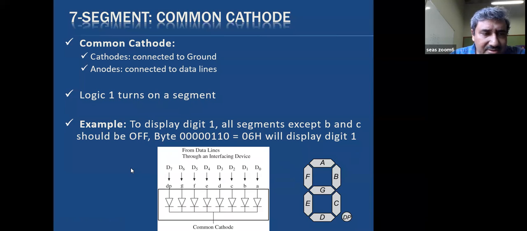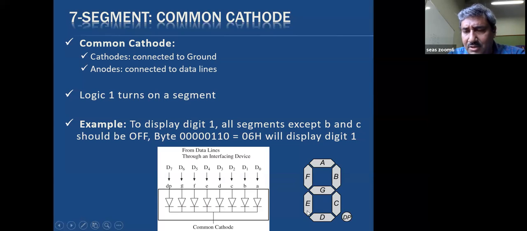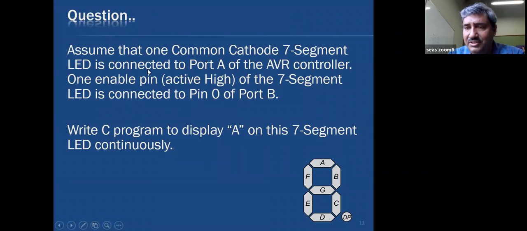So E, F, A, B, C, let us check. So E, F, A, B, C, G, right? Do you want to turn on G as well to display A? Right, Kashish? So everyone gets it, right? Only D is off, other segments are on. We assume that is A, very much similar to A. Everyone gets this, right? So such questions, we'll begin with a simple one.